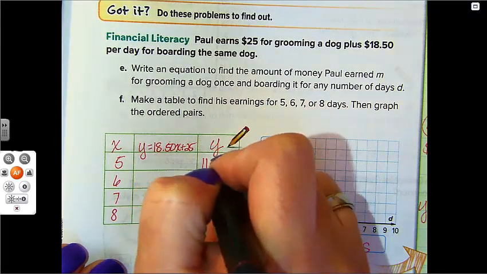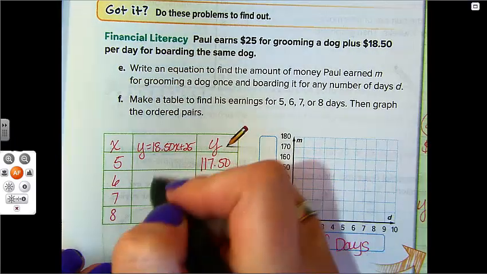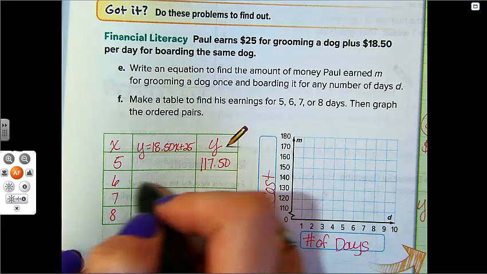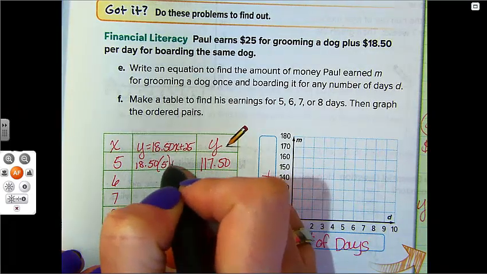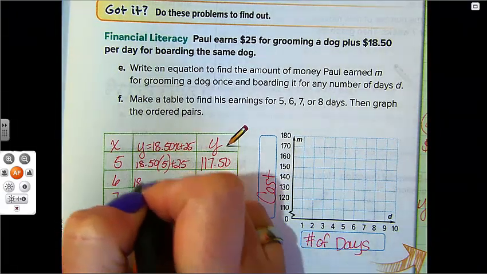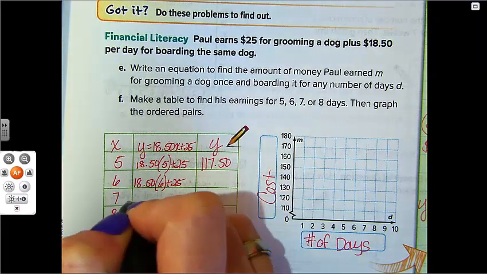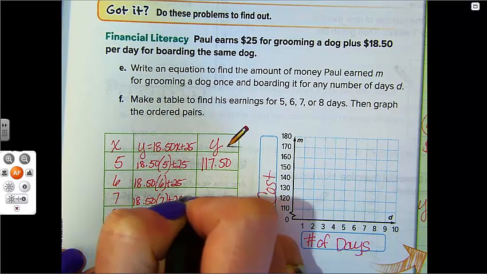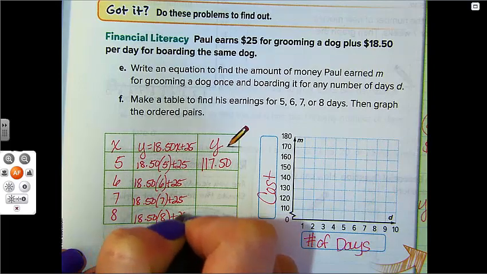It's $117.50. Now put 6 in there. I'm just replacing this X with this number. So in this first one I have 18.50 times 5 plus 25. In the second one I have 18.50 times 6 plus 25. 18.50 times 7 plus 25. And 18.50 times 8 plus 25.